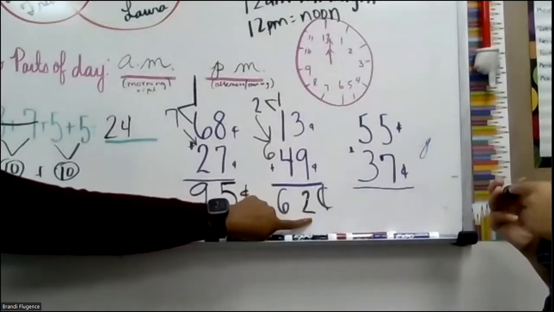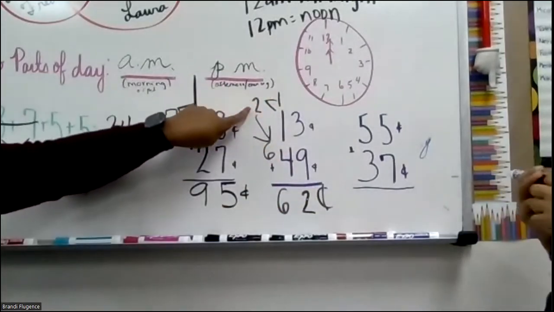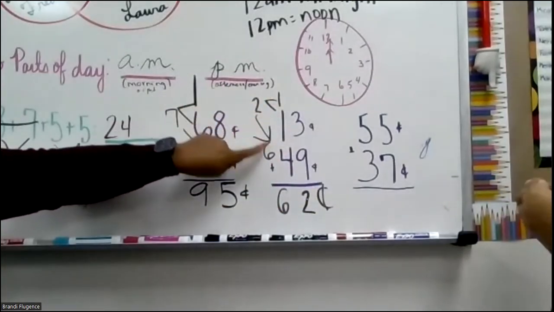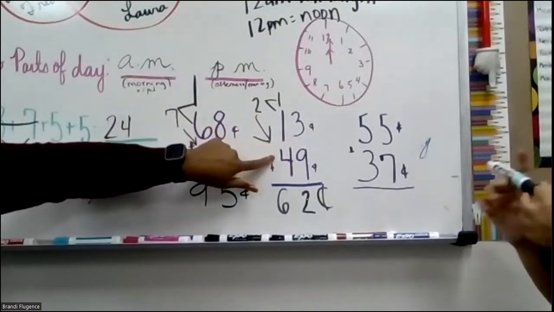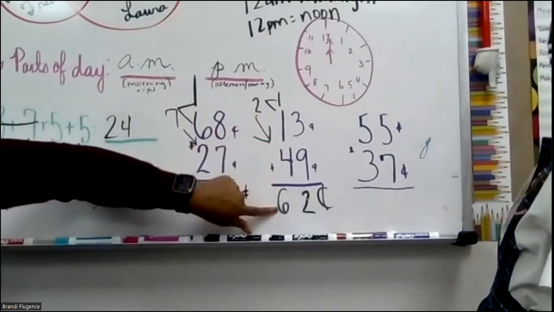Okay, 3 plus 9 is 12. We put the 2, carry the 1. 1 plus 1 is 2. 2 plus 4 is 6. Oh, yeah, okay, I see what you did. You don't have to put the 6 down there.